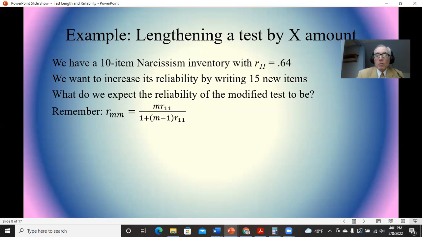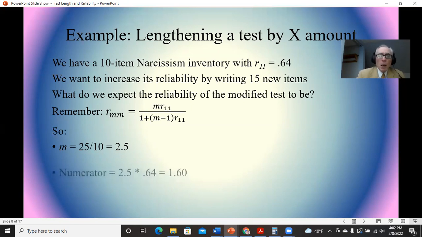Before you write a whole bunch of items and find out you have too many or you don't have enough, let's figure out where we're going to end up. So here's our little equation again. And so what do we do? Well, the multiplier is 25, the new length, 10 plus 15, divided by 10, the existing length. So m is 2.5. We're making it 2.5 times as long as it was originally.